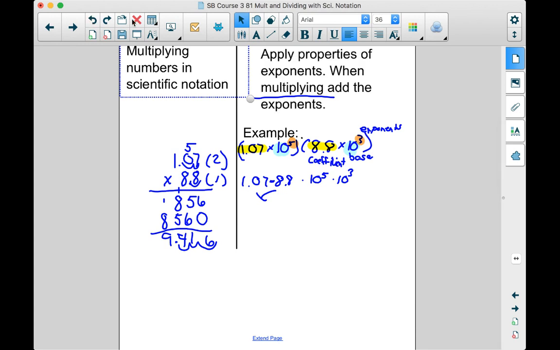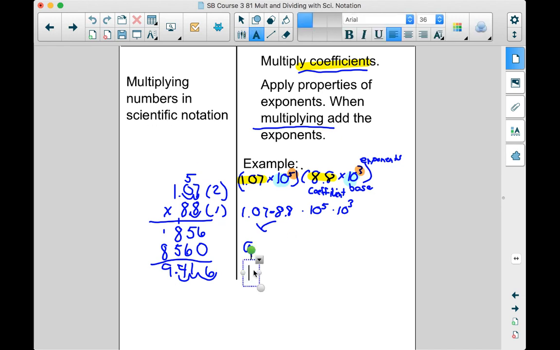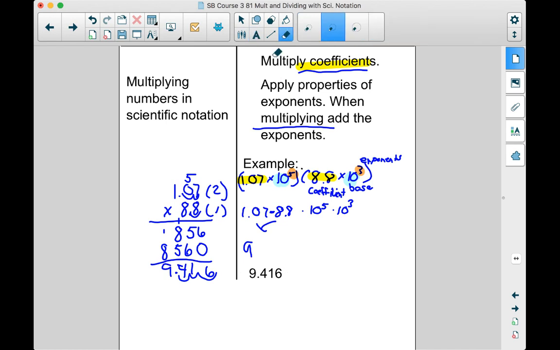So my new coefficient here is 9. Let's try typing this. So it'd be 9 and 400 and there we go. Yep, perfect.